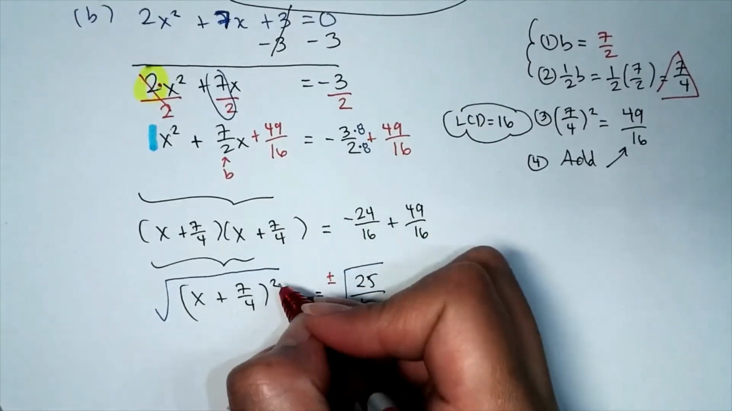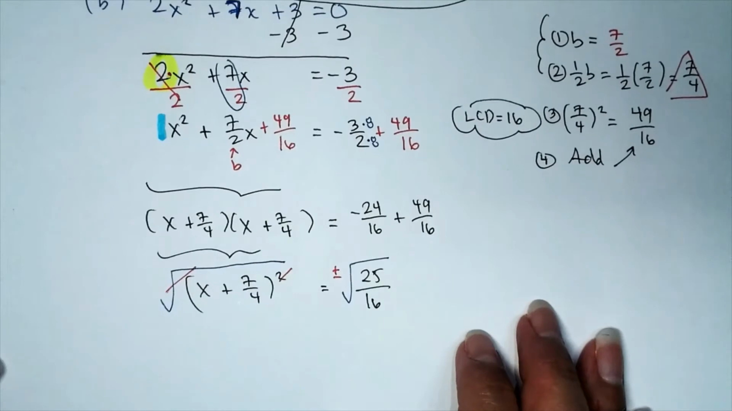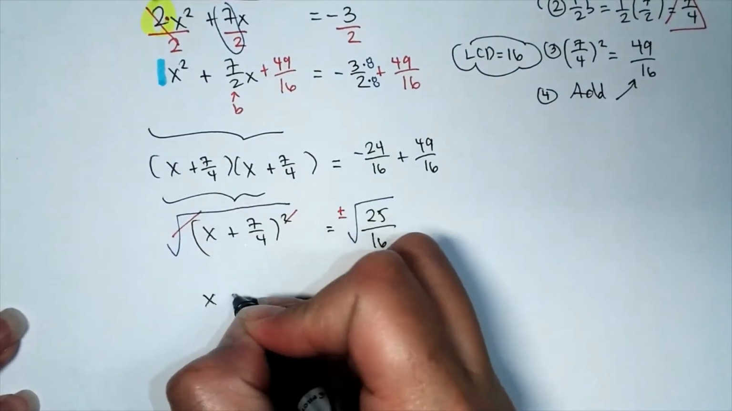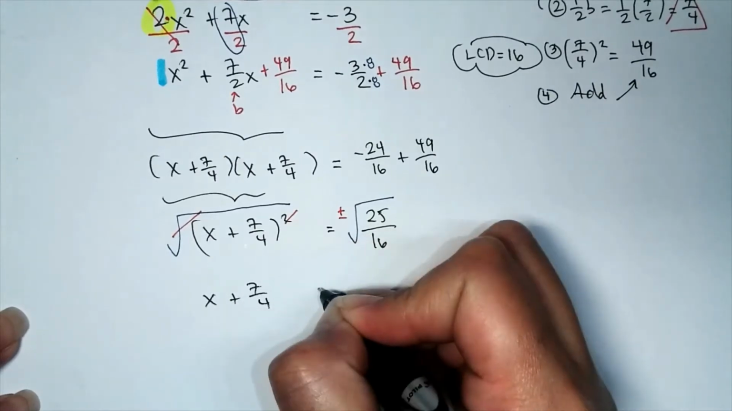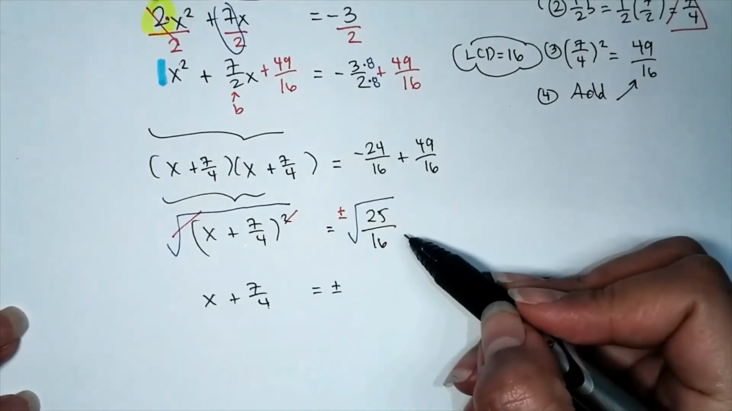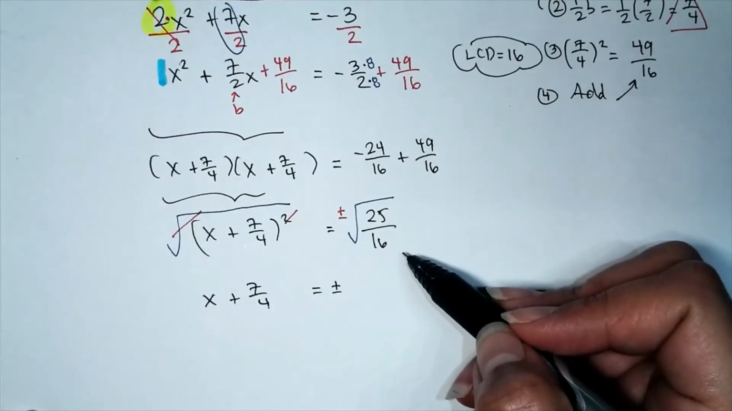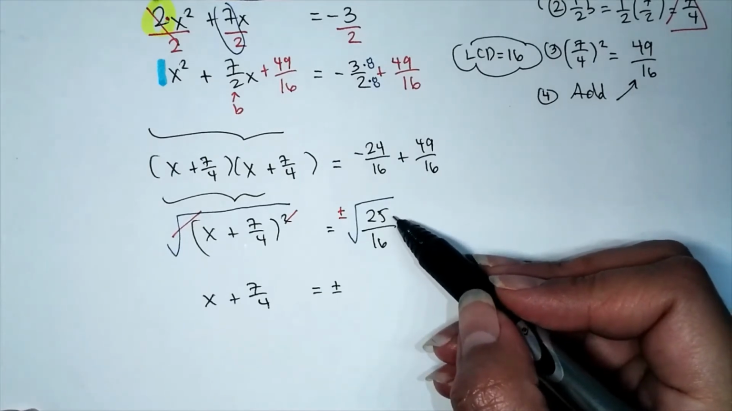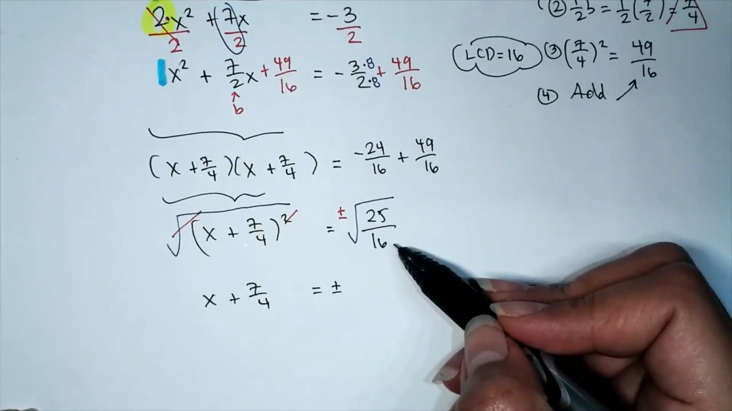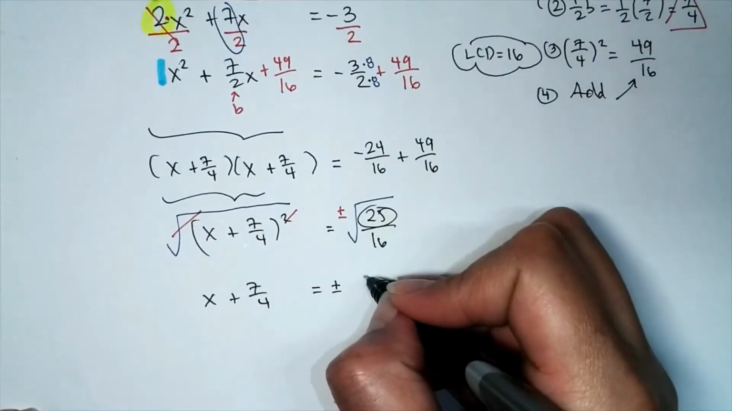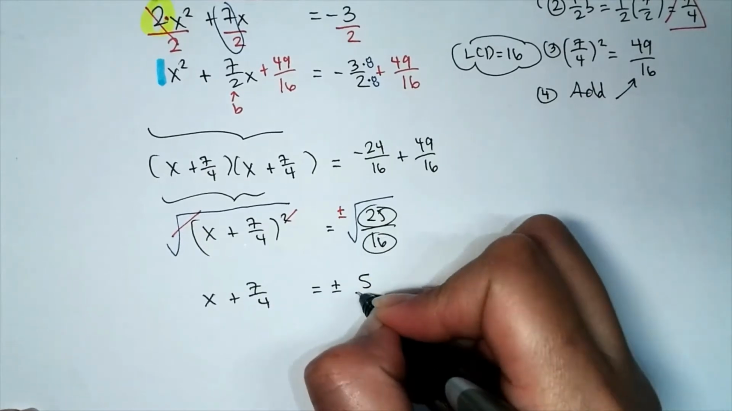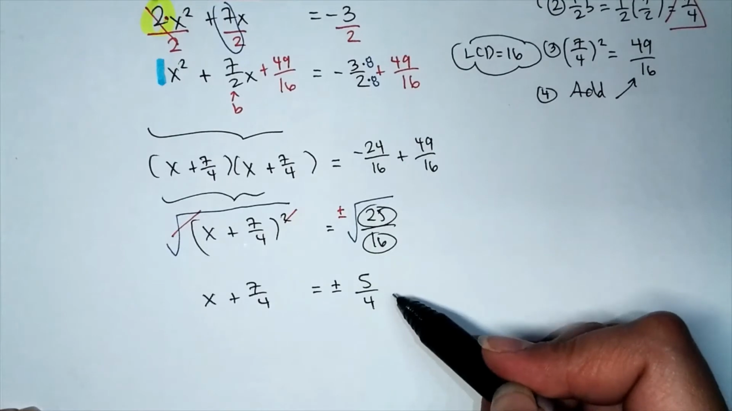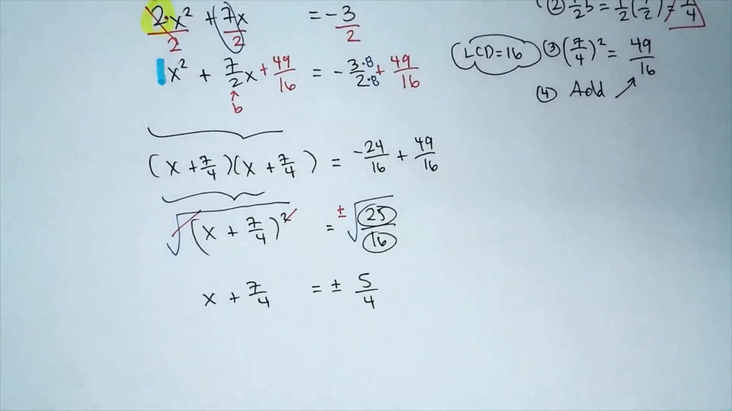So on the left side, the square and the square root undo each other, and that will leave us with x plus 7/4 equals plus or minus whatever the square root of 25/16 simplifies to. I know it's kind of scary with the fraction, but if you can square root 25 and you can square root 16, you're good to go. The square root of 25 is 5 and the square root of 16 is 4. So the moral of the story is that the square root of the fraction simplifies to 5/4. Let's knock it out so we can go home.